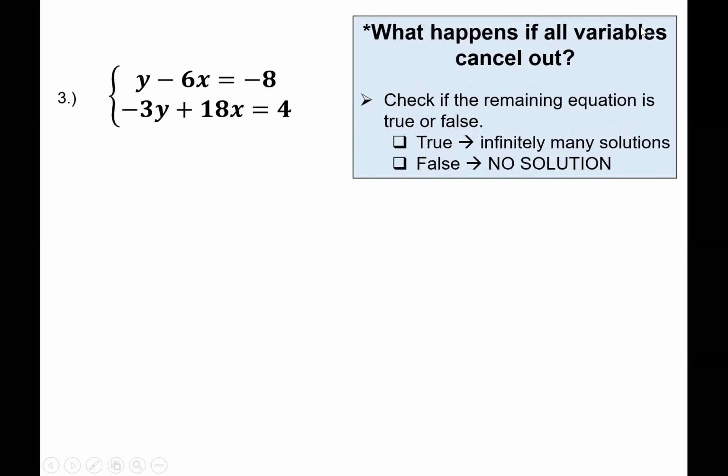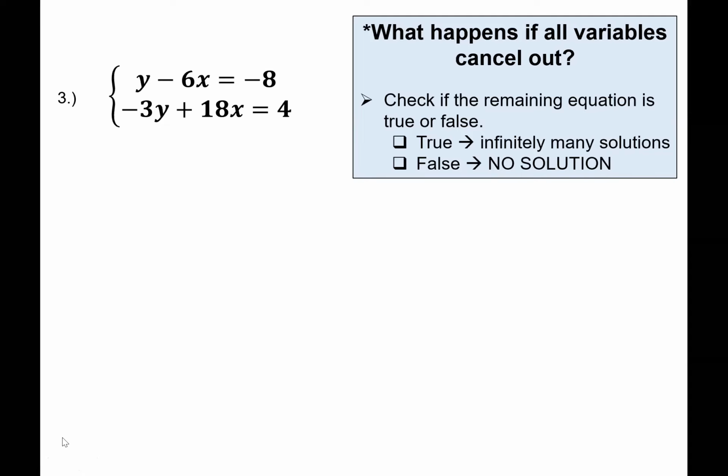All right, so we have number 3. There's a little question on the side. What happens if all variables cancel out? We're about to find out. Okay, so here's number 3. And that little box on the side is giving us a clue that something strange is going to happen here. Here are our equations. Y minus 6x equals negative 8. And the second equation is negative 3y plus 18x equals 4.